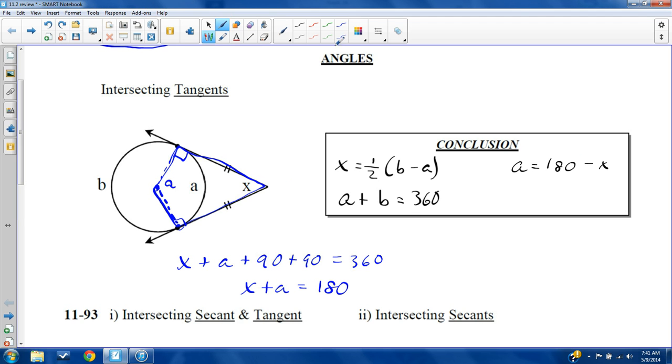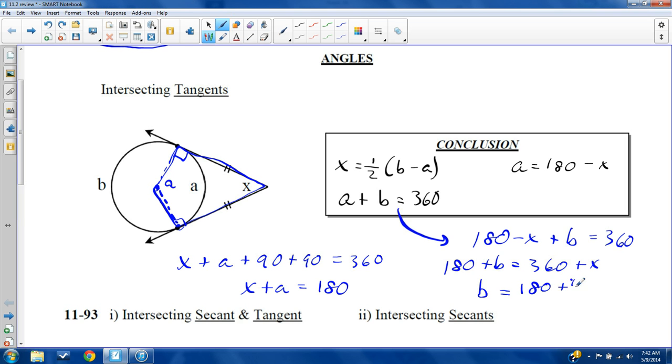If I use this rule right here, A plus B equals 360, I could start talking about what B could equal. If A plus B equals 360, and A is also 180 minus x, let's substitute 180 minus x in for A. We'll get 180 minus x plus b equals 360. Let's add x to both sides here. 180 plus b equals 360 plus x. And now subtract 180 from both sides. B equals 180 plus x. Okay, so b over here equals 180 plus x.